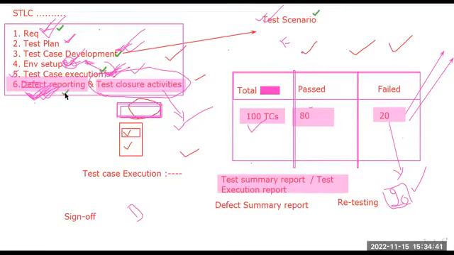We have to report a defect to the developers. And after completion of executions, we have to give the test closure, which means we have to prepare a report and send it across all the teams. So throughout your QA career, these are the most common things we will be doing.